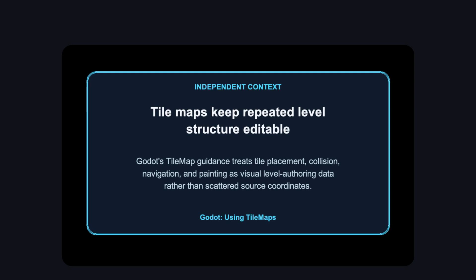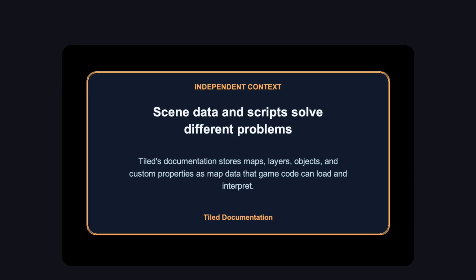Godot's tile map guidance treats tile placement, collision, navigation, and painting as visual level authoring data rather than scattered source coordinates. Tiled's documentation stores maps, layers, objects, and custom properties as map data that game code can load and interpret.